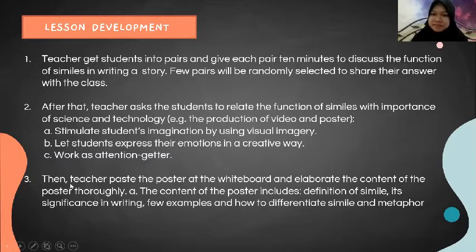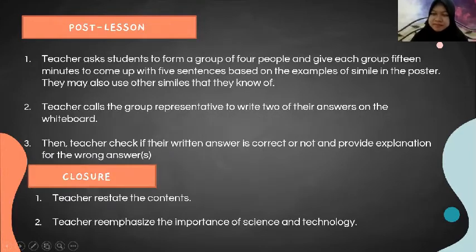Next, the teacher pastes the poster on the whiteboard and elaborates the content of the poster thoroughly. The content of the poster will include the definition of simile, its significance in writing, a few examples, and how to differentiate between simile and metaphor.